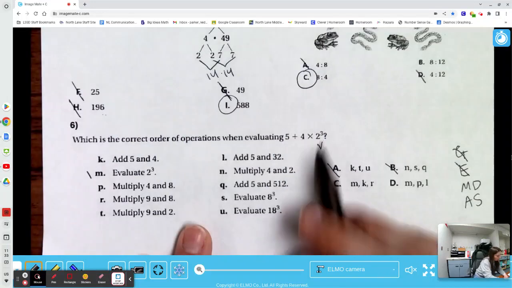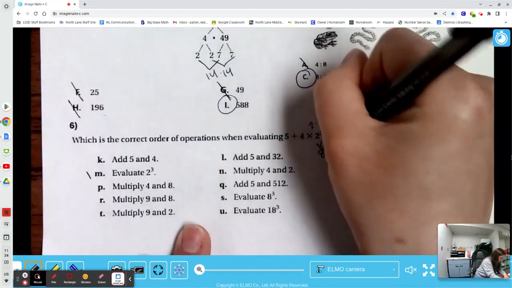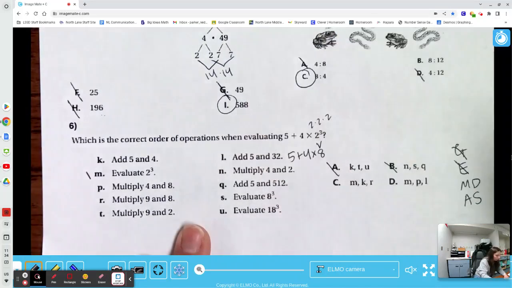After I do that, 2 to the third power, that means 2 times 2 times 2. 2 times 2 is 4. Times 2 again is 8. So it would look like this. 5 plus 4 times 8.